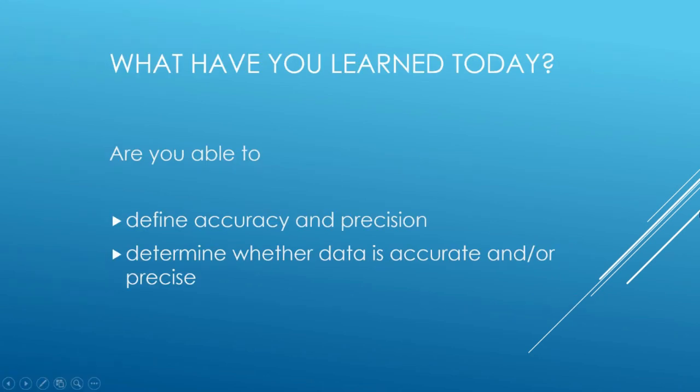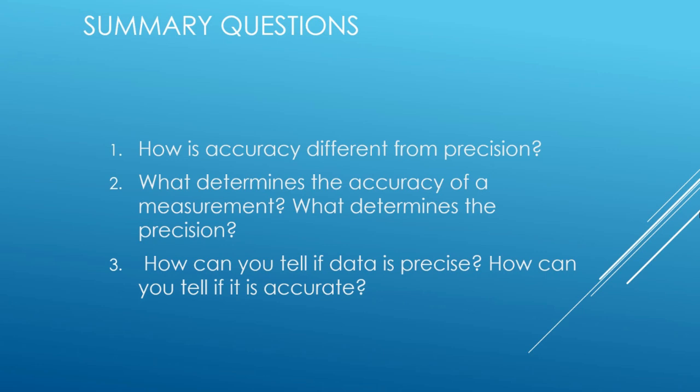Okay. All right. Can you define accuracy and precision? And can you look at a data set and determine whether it is accurate and or precise? Don't forget these summary questions. Distinguish between accuracy and precision. Know how accurate measurements come about and how precise measurements come about. So what determines whether you're accurate and or precise in a measurement? And then be able to tell from a data set if data is precise and or accurate.